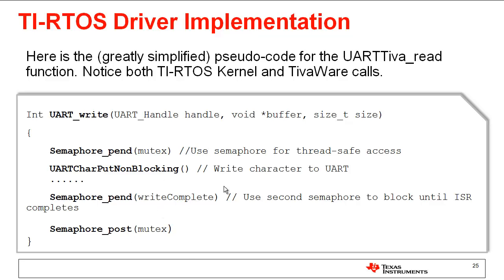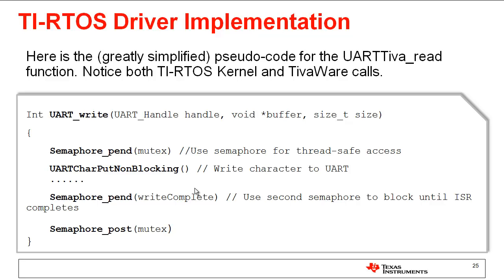So that means you've got thread safe access because we're pending and posting to this mutex to make sure that only this particular thread can access this UART at that time. So you don't want another thread to be able to come in and overwrite the UART registers and cause all kinds of corruption. Then you'd make your TivaWare call, for example, writing out the character to the UART. And then the second thing is that you would then pend on a different semaphore, waiting for that write to complete. So the point here is that this is a blocking driver.